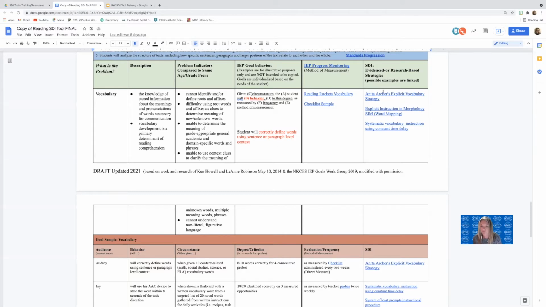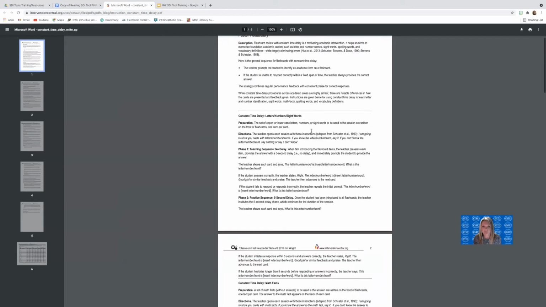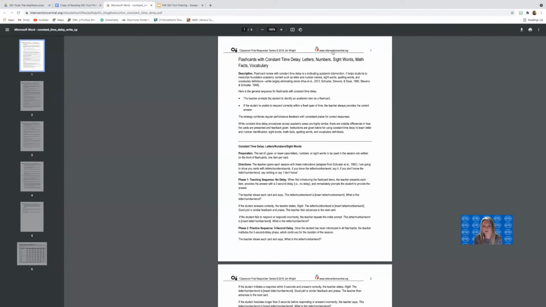Okay, so now I know what I want my kid to work on. Now, how am I going to teach it? I know what they need. How am I going to teach it? Okay, well, let's look over here. I have a few strategies here. This is a flashcard activity, and how these are set up. This is from interventioncentral.org. That is a very good website. It's for all grade levels. I think, and Doug can correct me if I'm wrong, it also has behavior interventions on it as well.